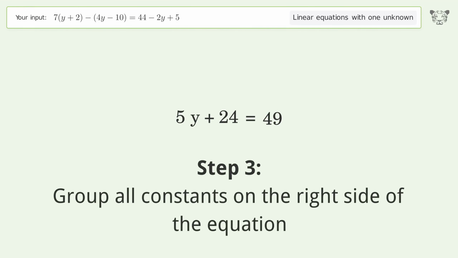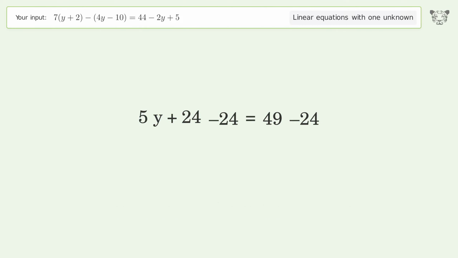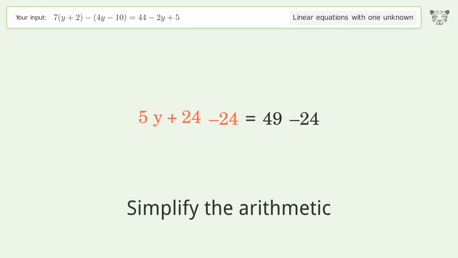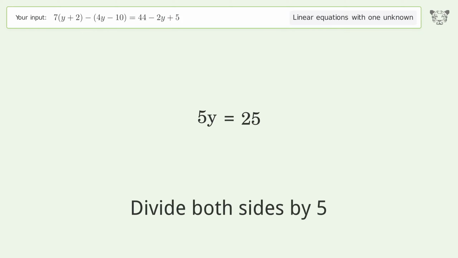Group all constants on the right side of the equation. Subtract 24 from both sides. Simplify the arithmetic. Isolate the y. Divide both sides by 5.